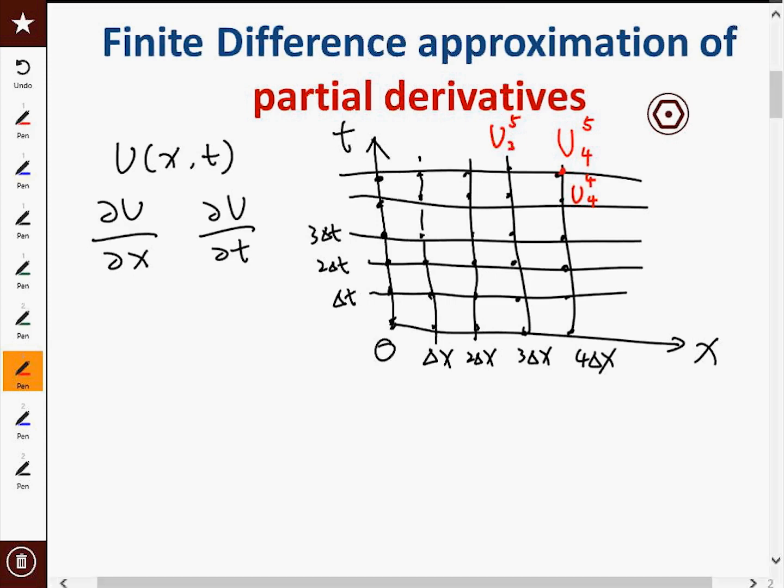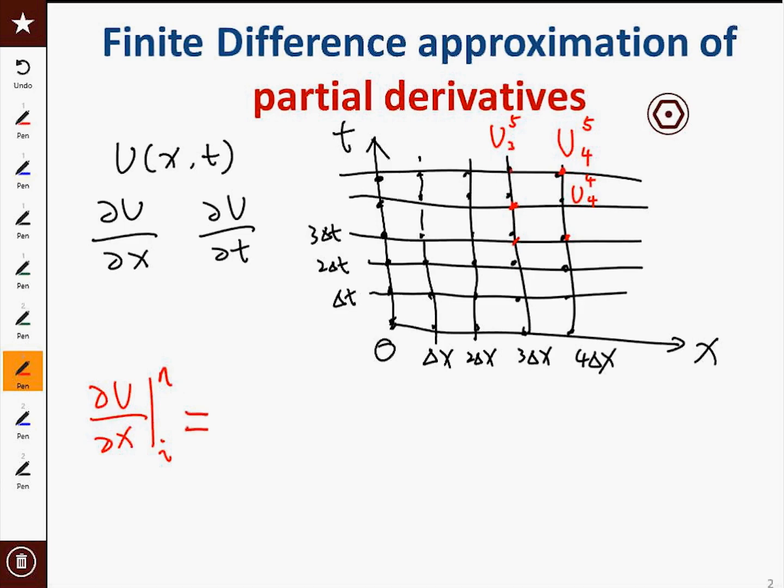Okay, so now I have the discretized solution living on all these grid points. How do I approximate the spatial derivative in x at some grid point i at some time step n? Any suggestions based on what you learned in ODE? Taylor series, yes, but can somebody give me a suggestion of what I should use?